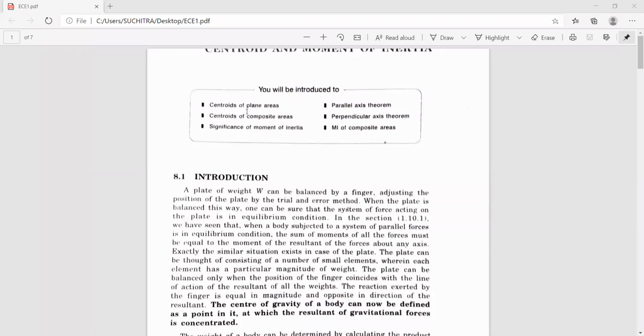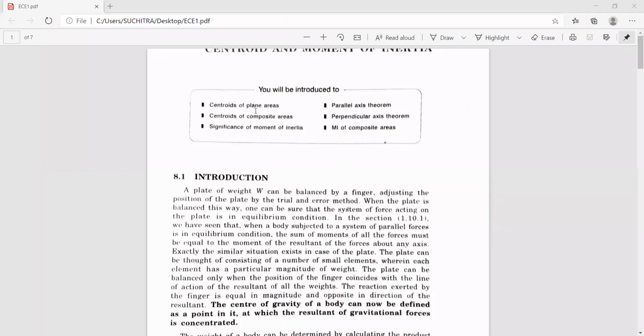So the main concept in centroid is, if you consider a body of mass, and the body has a uniform density, then only the area comes into picture. The volume is the area into the thickness. So if you consider the thickness as uniform, then only the area you are going to consider.